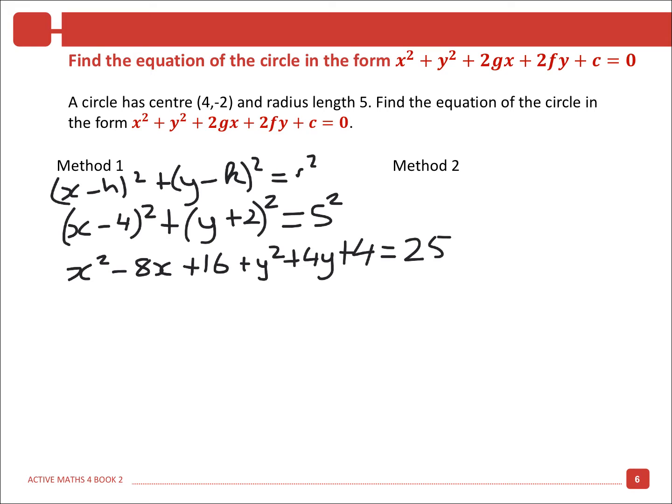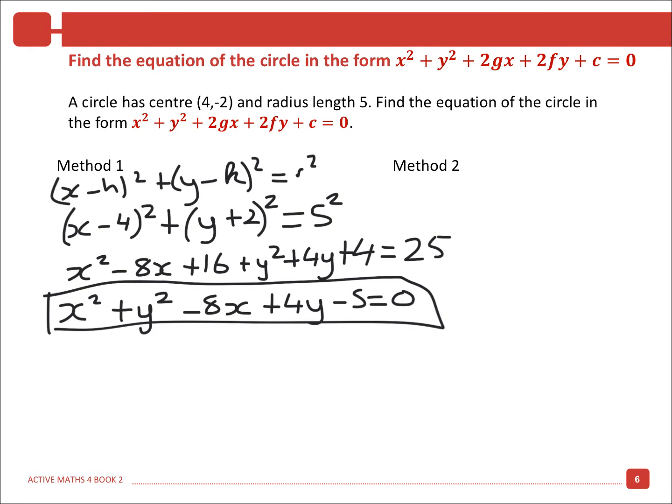And then just rearranging those, we get x squared plus y squared, so I'm just rearranging it to the format of the equation up at the very top there. And then we have minus 8x plus 4y. And then we have a plus 4 and a plus 16, so that's going to give me plus 20. And I bring over the 25, which becomes minus 25. So that's going to give me minus 5 is equal to 0. And that's it written in that form.